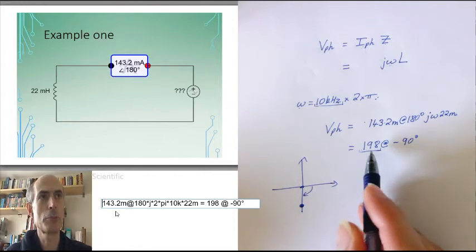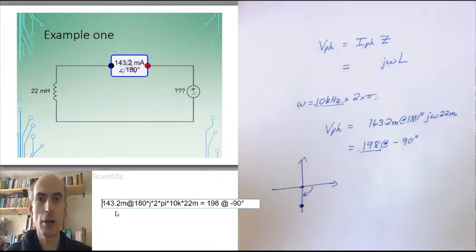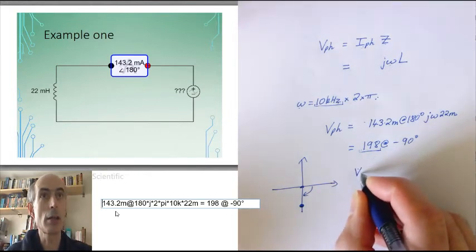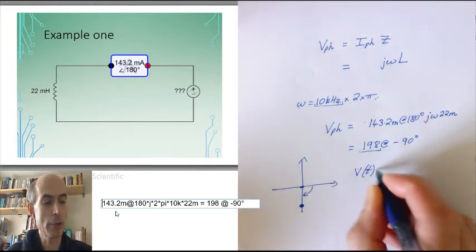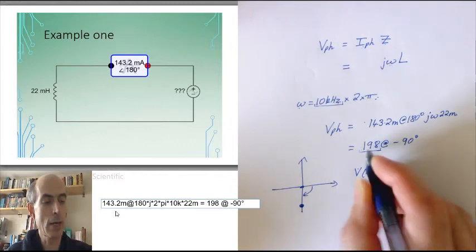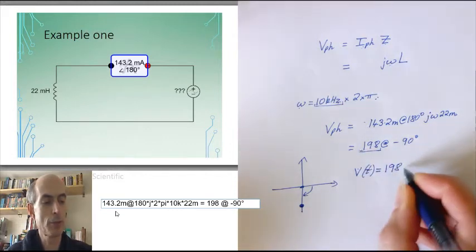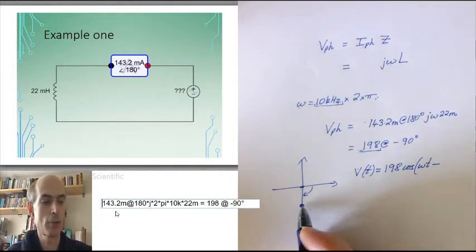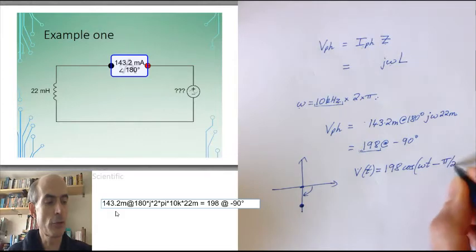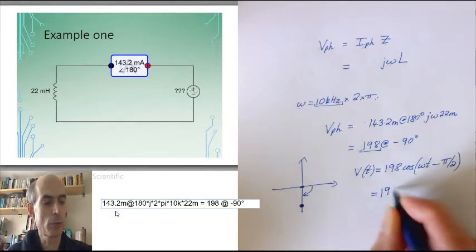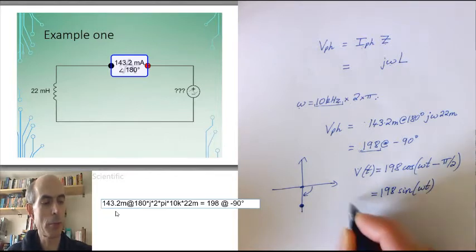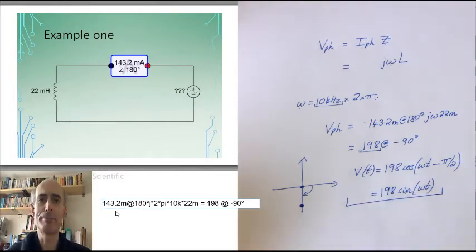So if I was going to represent this voltage as a real oscillating voltage, I would write that as the voltage as a function of time is amplitude 198 times cosine of omega t minus 90 degrees, or in radians pi over 2, and that's equal to 198 sine omega t, which is probably how I would write it because it's a bit neater. Okay, next one.